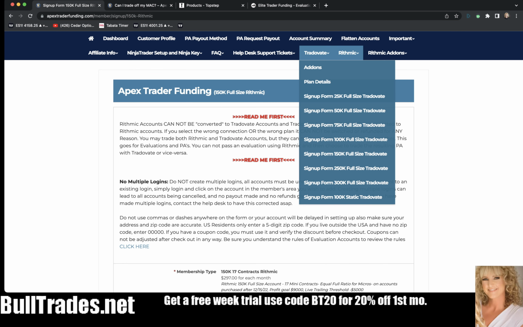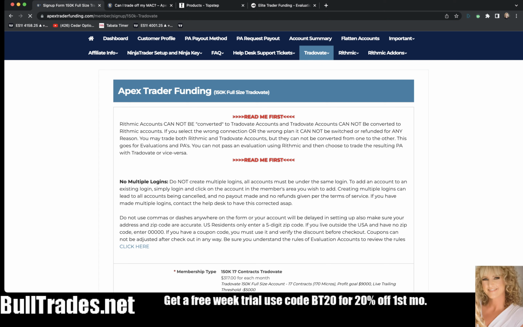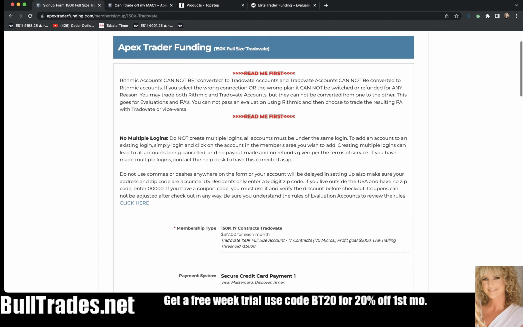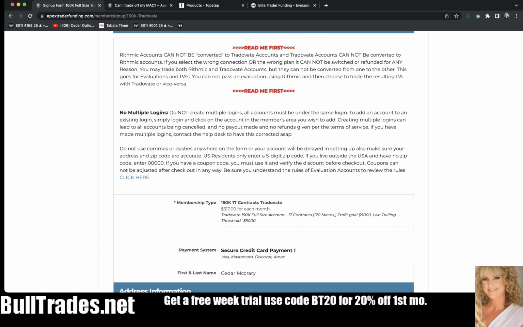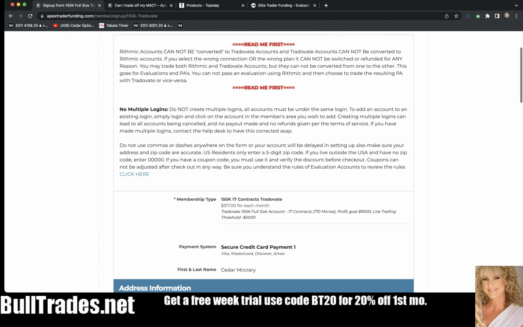You have to click over to Tradovate and then the account size that you're after. And now confirm Tradovate, coupon code or agree not to use one, but they have to be selected from here. You don't get to choose after. And I was actually kind of surprised that I made that mistake, but it is what it was because their website's so bad.